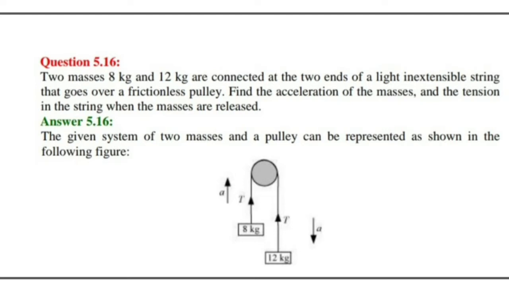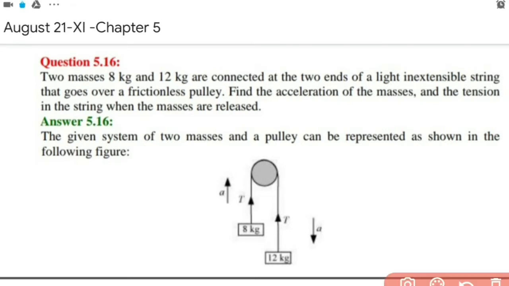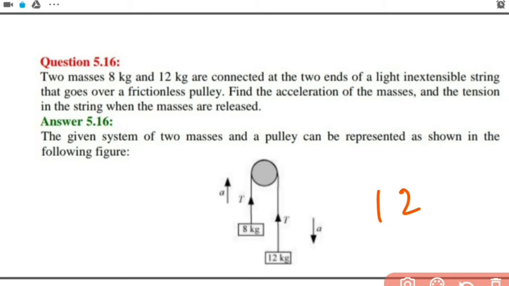Here 12 kilogram is more than 8 kilogram. 12 is greater than 8, because of larger mass it will be coming down. Okay, now we will use the free body diagram. On the 12 kilogram, its weight is acting downwards, and the tension in the string is acting in the upward direction.